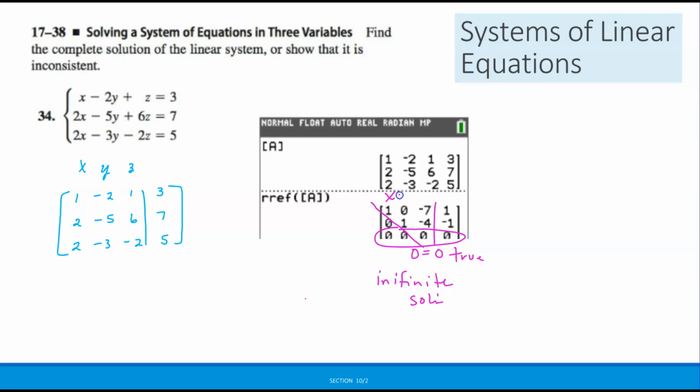Okay, so let's write out our infinite solution. When we look at our infinite solution, we're still going to come out with an ordered triple, an x, y, z. Looking at this first equation here, we have x minus 7z equal to 1, or x is 7z plus 1.